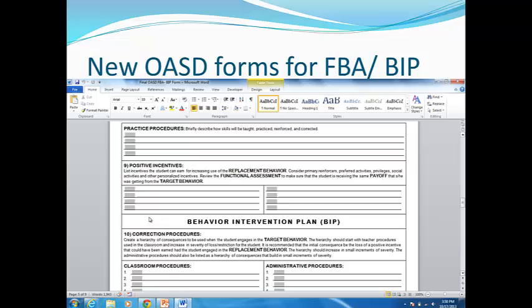The BIP form goes on to ask for a narrative of the plan to teach positive skills and replacement behaviors. It then asks for possible positive incentives that will be effective in reinforcing positive behaviors. The next section then asks for possible correction procedures, both at the classroom and at the administrative level.